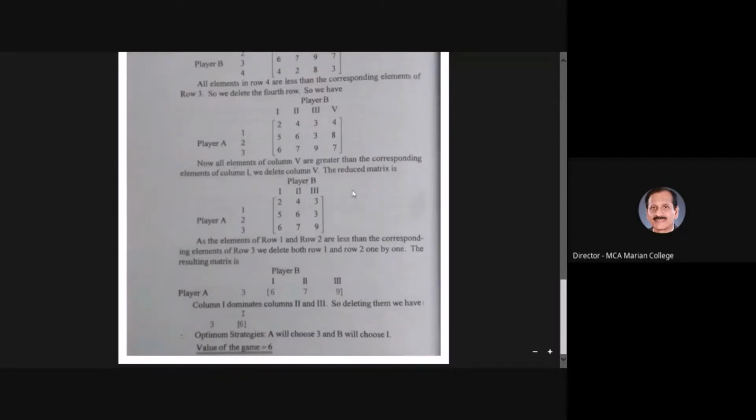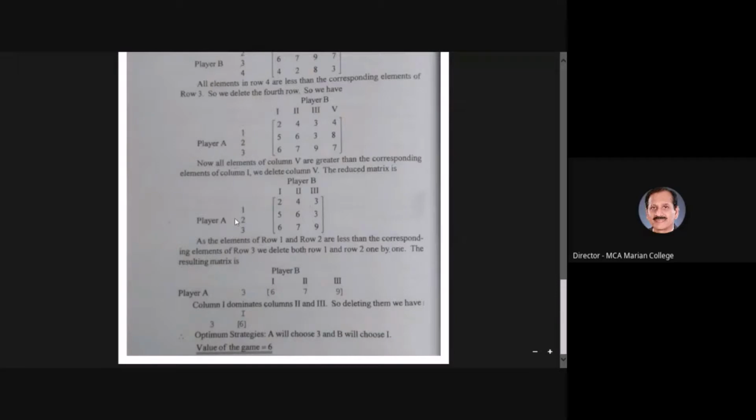Then the reduced matrix is a 3 by 3 matrix. Here the elements of row 1 and row 2 are less than the corresponding elements of row 3. Consider row 3, row 1 and row 2. A will not choose row 1 or row 2 because the corresponding values of rows 1 and 2 are less than or equal to the corresponding values of row 3.